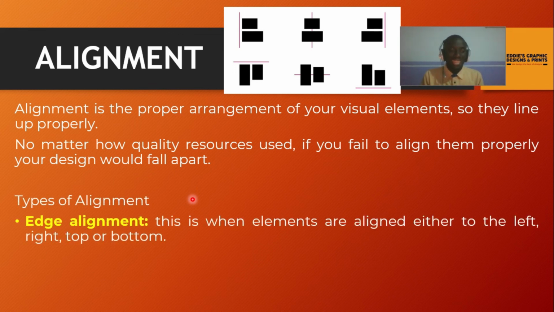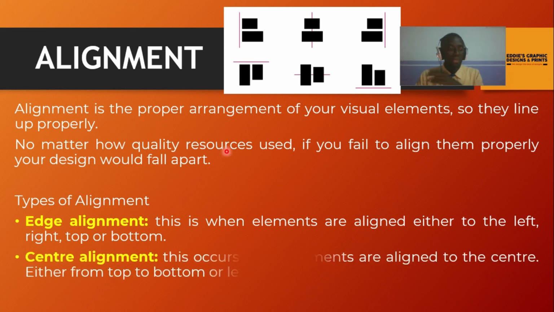We have the edge alignment. The edge alignment is when elements are aligned either to the left, to the right, bottom or top. If you take a look at this one, it is the edge alignment. The first one is aligned to the left, and then this one is aligned to the right, and then this one is aligned to the center. This one is aligned to the top, this one to the middle, and this one is aligned down. So the edge alignment is either aligned to the left, to the right, to the top, or to the bottom.